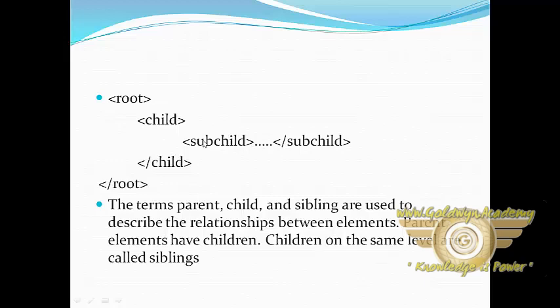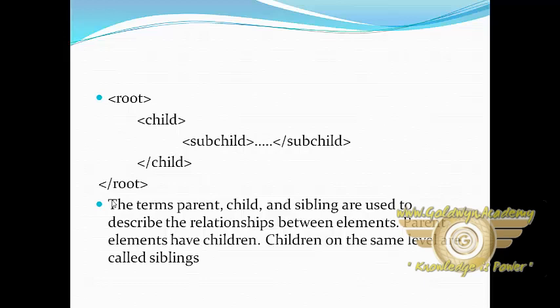For example, in the previous tutorial we created a note as the root node, and to, from, heading and body as child nodes. The terms parent, child and sibling are used to describe the relationship between elements. Parent elements have children. Children on the same level are called siblings.